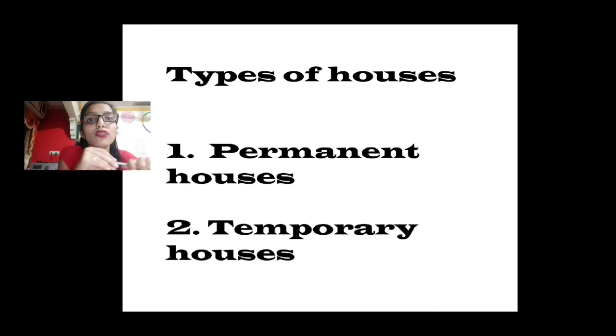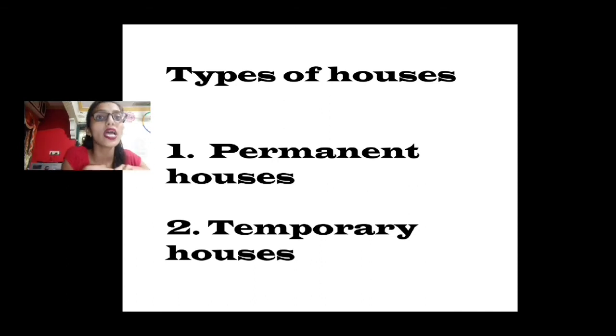Now, types of houses. There are two more types of houses we will study. One is permanent house and one is temporary house. Now, what do you mean by permanent house and temporary house?